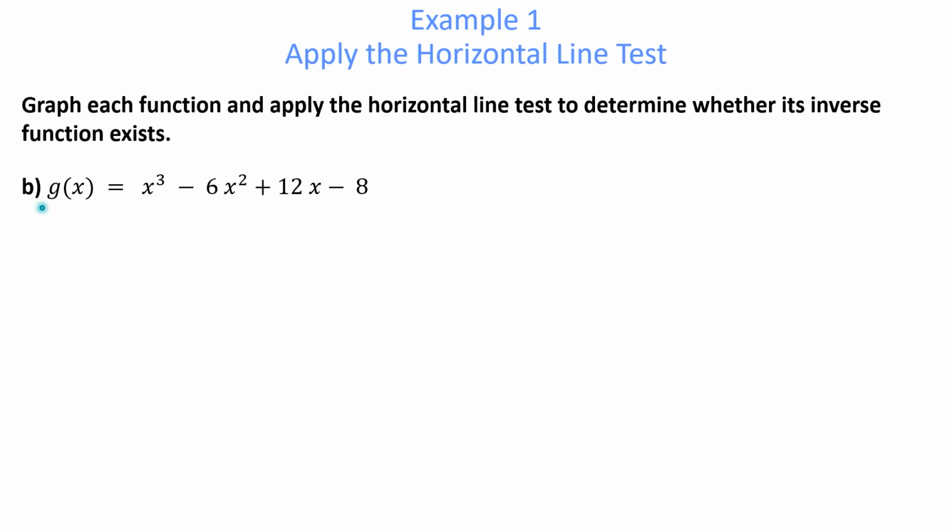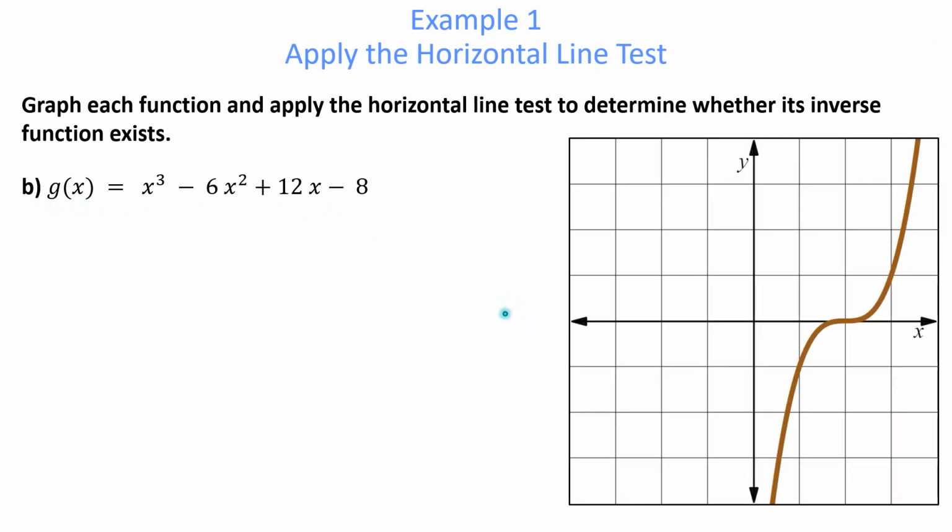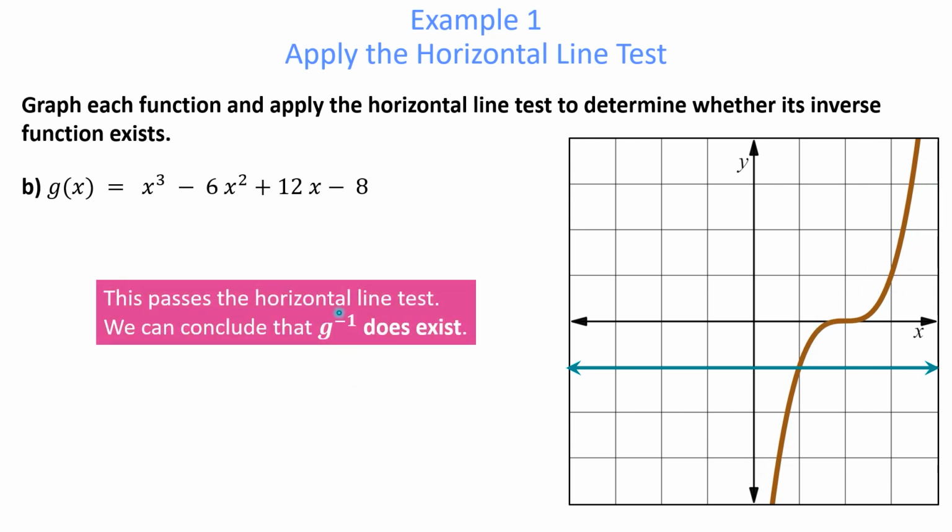Part B, we have the function g of x. So when we draw its graph and try to draw a horizontal line, you'll find it's not possible to find a horizontal line that intersects the graph of g more than once. So it does pass the horizontal line test, and g inverse does exist.